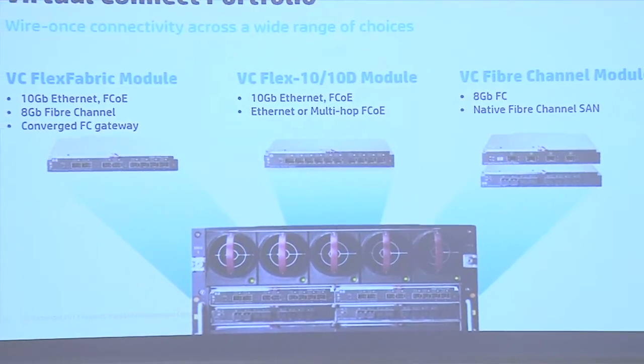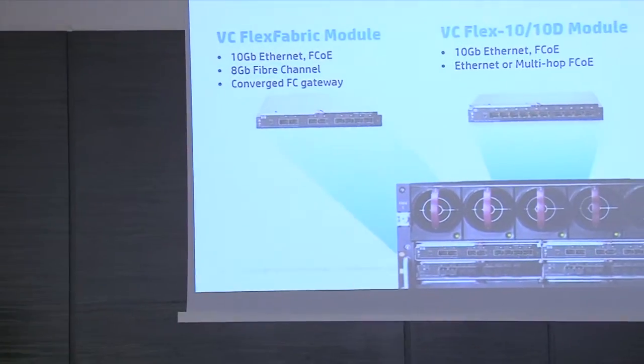If you are interested in something more trendy and want to go, okay, I want Fibre Channel over Ethernet also behind the enclosure, we have the product Virtual Connect Flex 1010D, where you only have 10G uplink ports, and we support multi-hop Fibre Channel over Ethernet. So if you use a 10G top-of-the-rack switch with Fibre Channel over Ethernet support, we can bring Fibre Channel over Ethernet traffic one step further from the enclosure up to your top-of-the-rack switch.